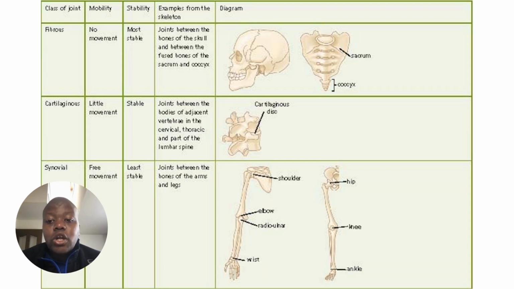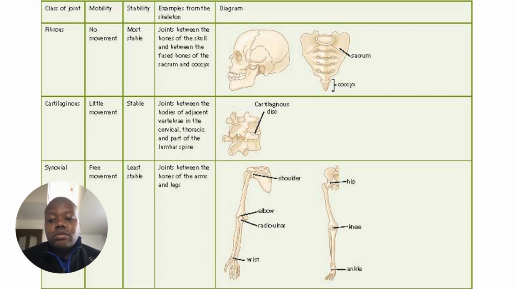There are three main classes of joints, and joints are the only place where movement can occur. And joints are a place where two bones meet, and they're often covered by ligaments. So the three different classes of joints are fibrous joints, cartilaginous joints, and synovial joints.